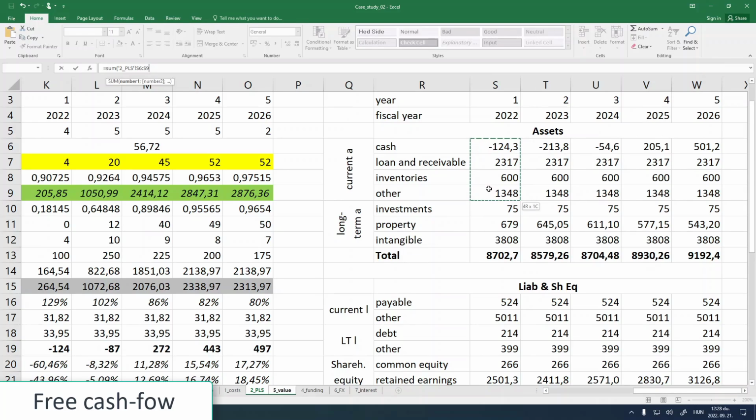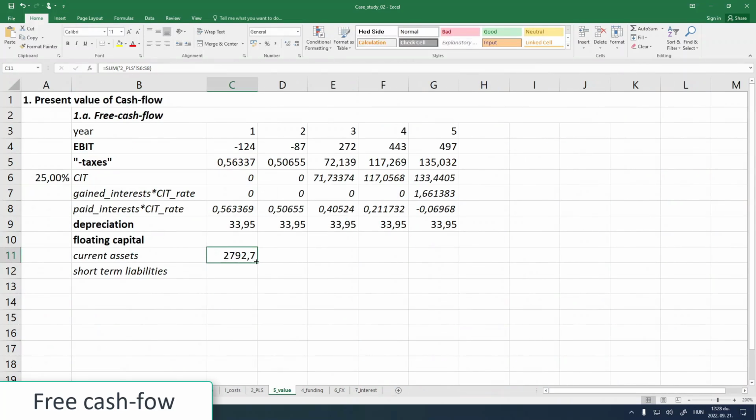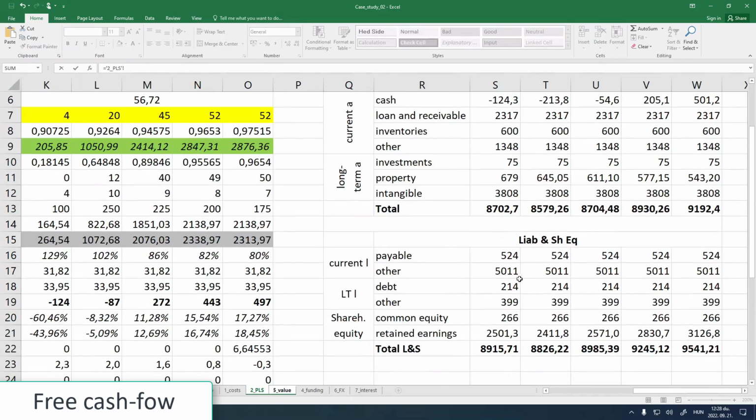And with my colleagues, we are always arguing about the other category. Let's keep this one because it's even more. It's completely untransparent what is inside. So let's say that we are not adding the other category, just cash, loan and receivable and inventories, because we know that this is behaving like what's expected. And short-term liabilities, and here just the payable.